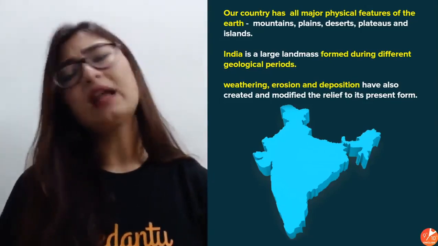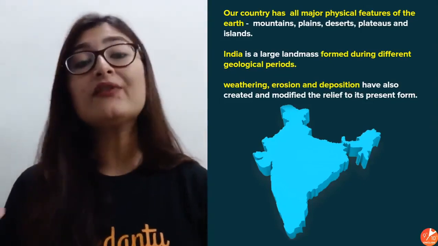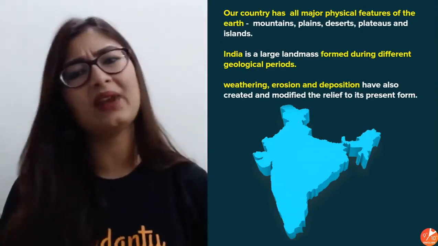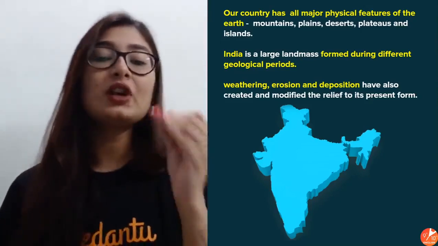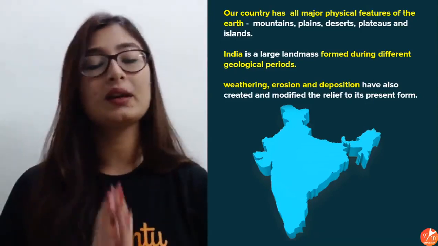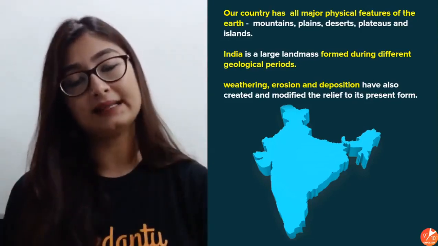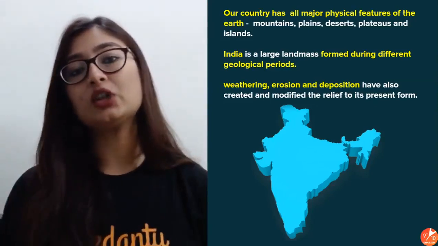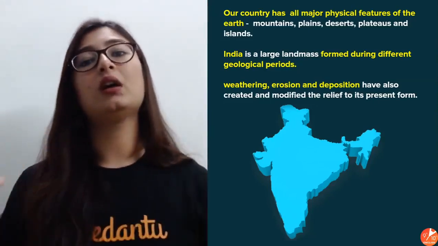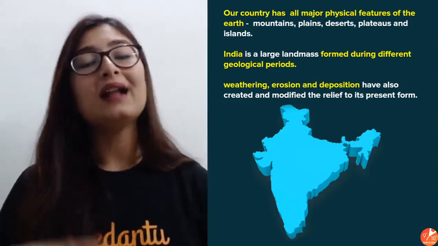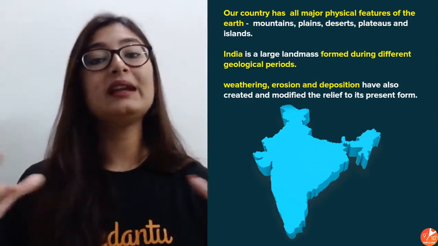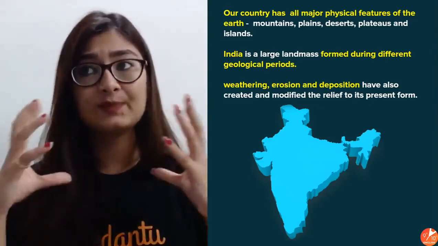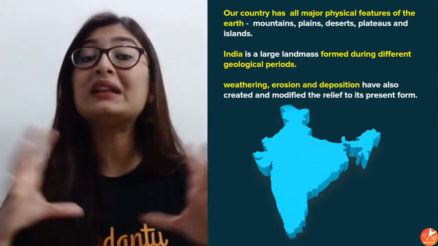But the point is that whatever the Indian relief is currently, however it looks, and you might be now thinking, ma'am, this is a word I've read everywhere, but what does it mean? Relief basically means the vertical or horizontal dimensions of a land surface, and how it looks at present. So whatever the stretch and look of the Indian land mass is right now, it has been formed because of multiple forces.